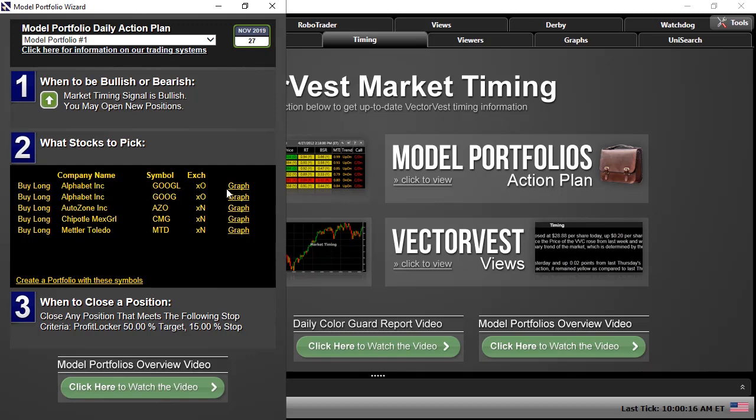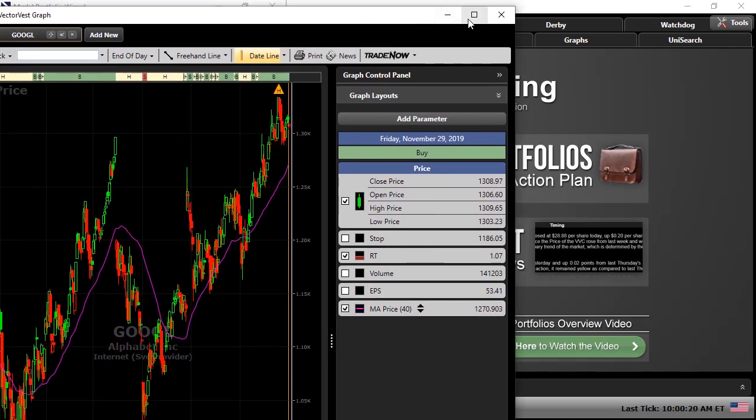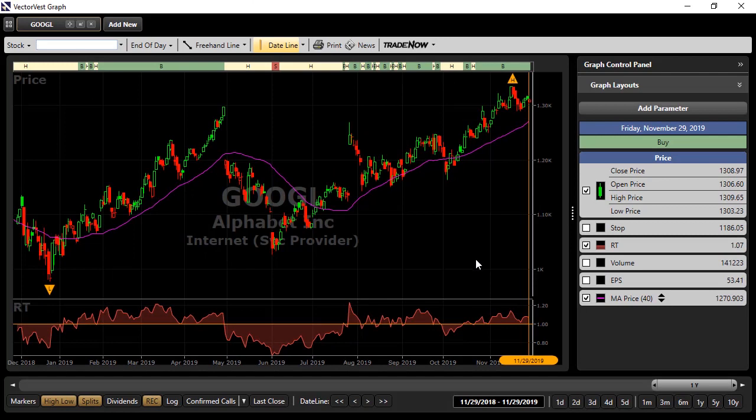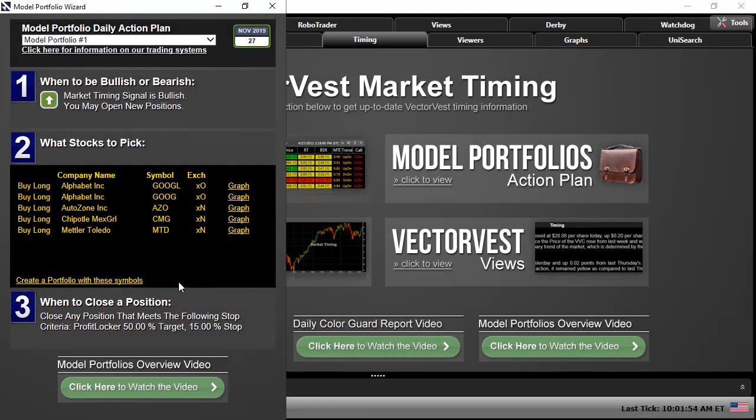If you'd like, you can click the graph link and take a look at the stock graph. If your VectorVest account is linked to one of our trading partner brokerages, you can use the Trade Now button to generate an order ticket right from the VectorVest program. And then finally, if I close the graph and come back to the wizard, we're going to trade these positions with a profit locker 50% target and a 15% loss.